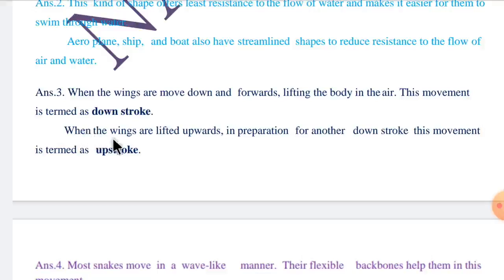And when the wings are lifted upwards in preparation for another downstroke, right, वो अपने आप को लिफ्ट अपवर्ड्स करती है और प्रिपरेशन करती है फिर से डाउनस्ट्रोक करने के लिए. राइट, दिस मूवमेंट इज टर्म्ड एज अपस्ट्रोक. So this is the upstroke and downstroke.